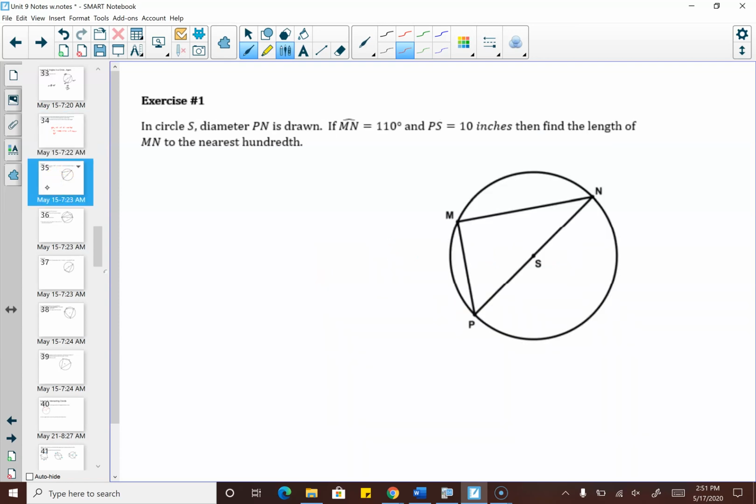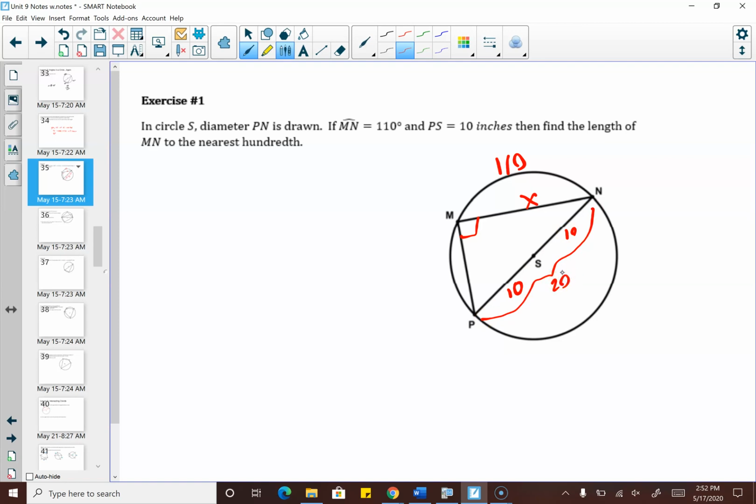So in exercise 1, in circle S, diameter PN is drawn. If the measure of arc MN is 110, and PS is going to be 10, so that's going to be our radius, find the length of MN to the nearest hundredth. Now we know this is a right triangle because we have our diameter, so we're inscribed to a semicircle. We know this radius is also 10, making our whole diameter 20.